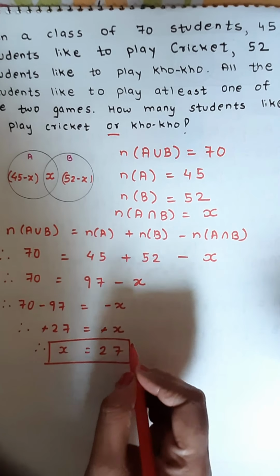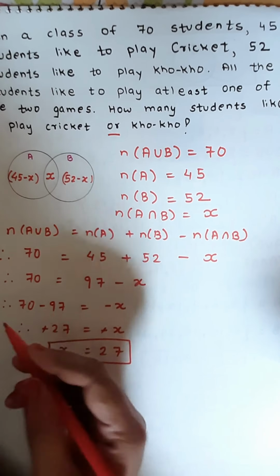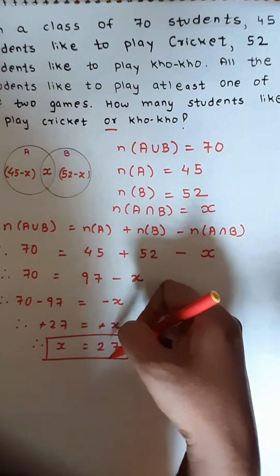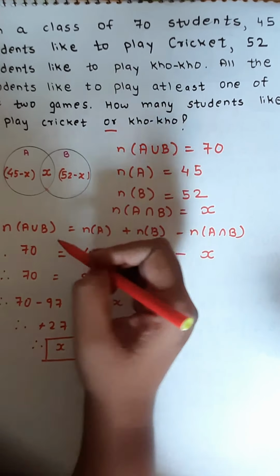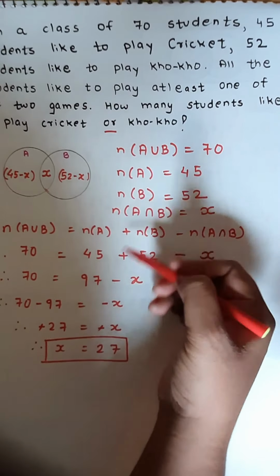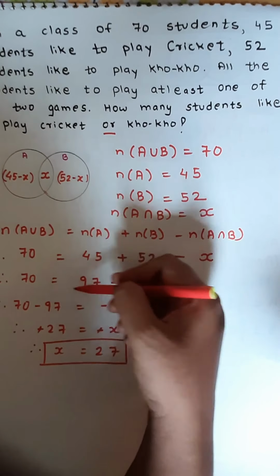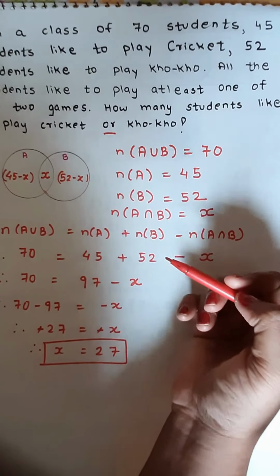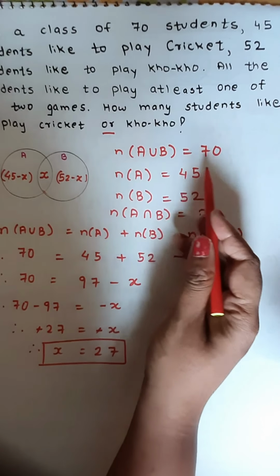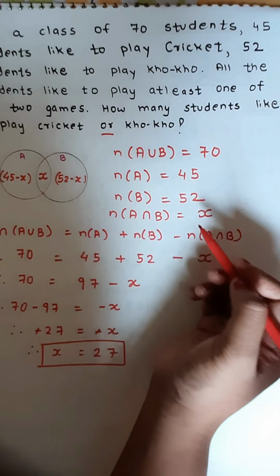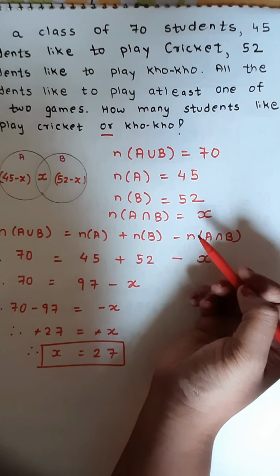Okay, those who like to play only Kho-Kho will be 52 minus 27. Okay, so this is how you have to solve. You can solve it either by this formula method or by a Venn diagram. You solve the formula, just substitute the values. You only have to understand what is given, whether it is A union B or A intersection B, and what has to be found out. So this was all about sets.